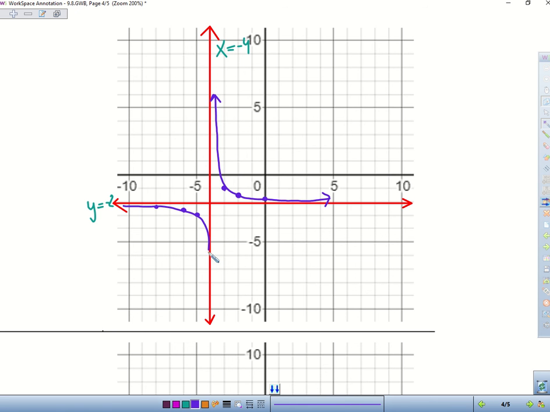So you can see what's happening with its end behavior. Both sides of the graph are just going to get closer and closer to that asymptote. So this arrow kind of looks like it's pointing out. It's going straight down, by the way. Anyone have any questions about it? Okay.